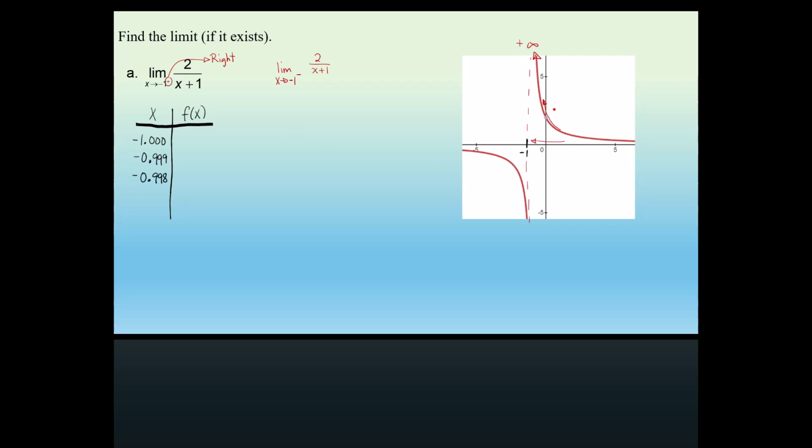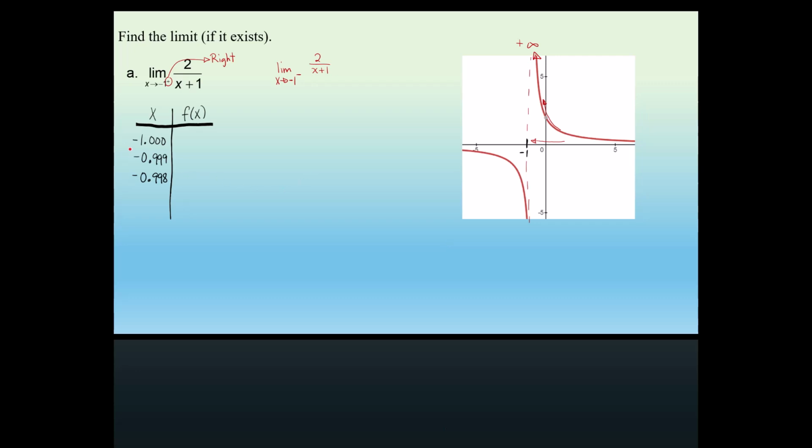So graphically, we can see that the limit as x approaches -1 from the right of this function is positive infinity. But analytically, how can we show that? Well, this is what I consider to be the table method. In the table method, you pick x values that are approaching -1 as close as possible.